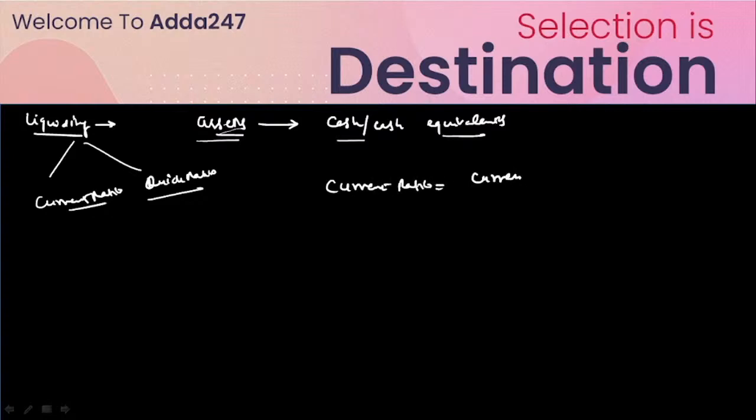In liquidity ratios, we are going to understand the current ratio and the quick ratio. First, the current ratio is equal to current assets divided by current liabilities.